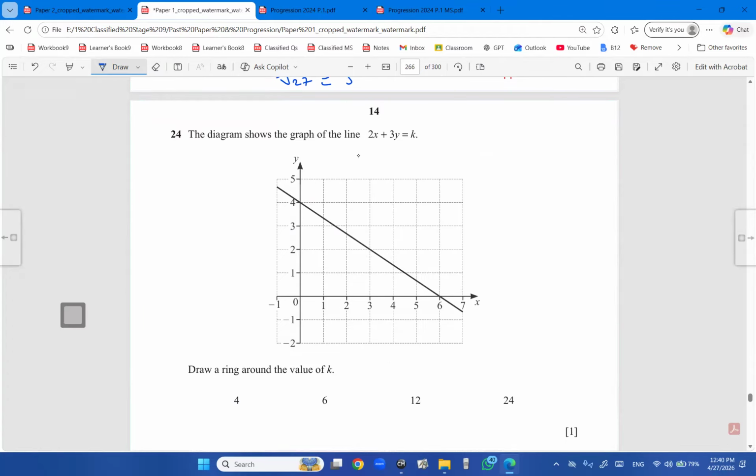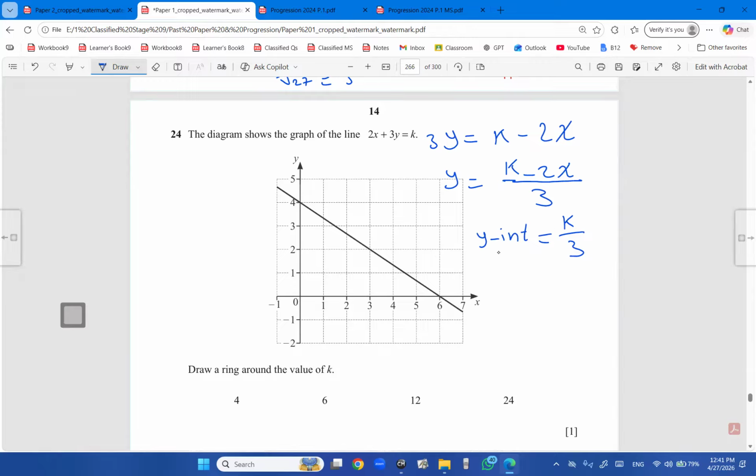Mister, k is actually... I first need, because I need to use this straight line graph, I need to make sure that y is the subject. So 3y equals k minus 2x. y is still not the subject. y equals k minus 2x all over 3. Now I know that the y-intercept is what? k over 3, right? The y-intercept is k over 3.